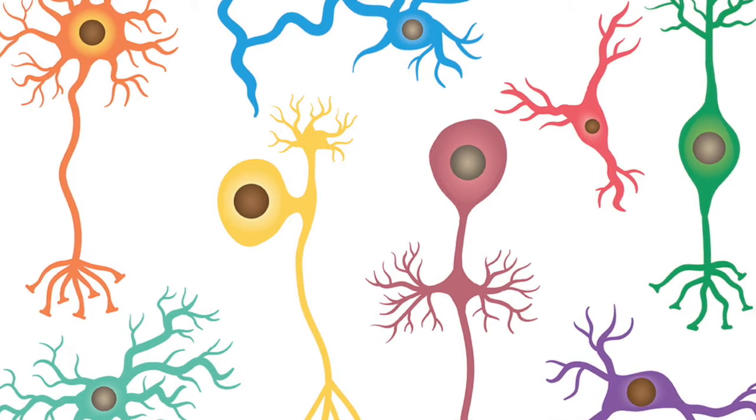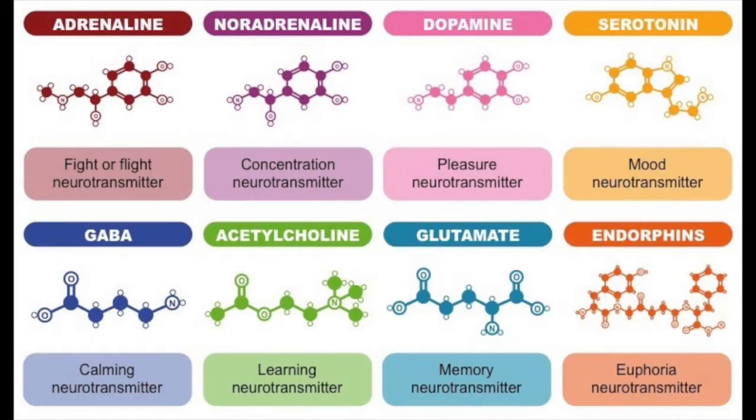There are 8 primary neurotransmitters: dopamine, acetylcholine, norepinephrine, epinephrine, endorphins, serotonin, glutamate, and GABA.